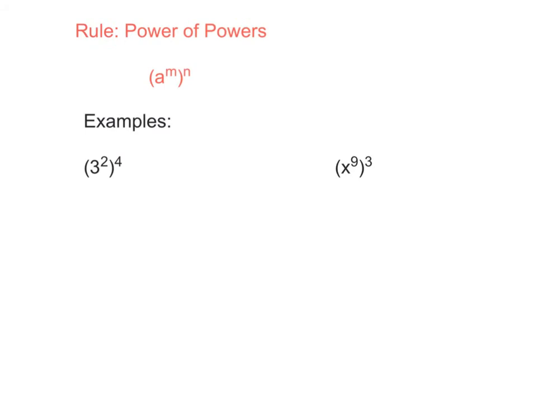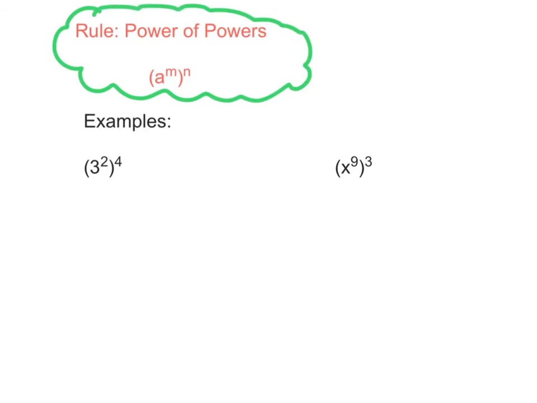Okay, now the second rule is called the power of powers, which means we've got a power situation right here. A to the m is a power situation, and we're raising that power to another power. So let's look at an example and see what the power of powers rule is going to look like.